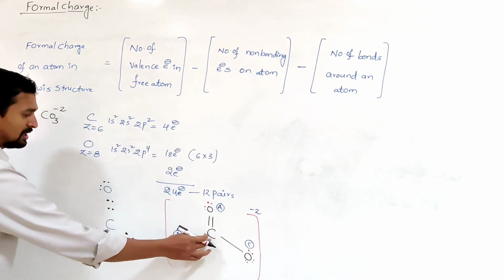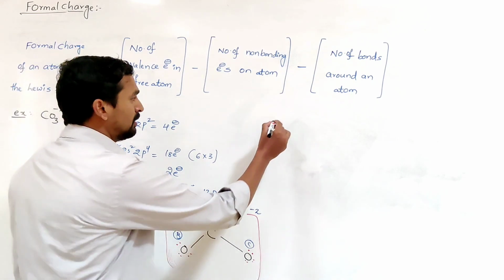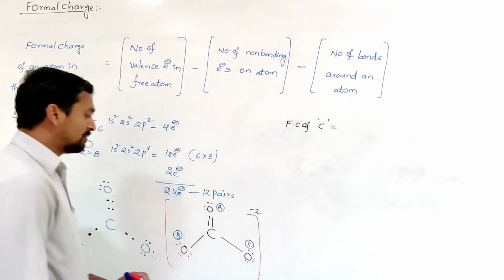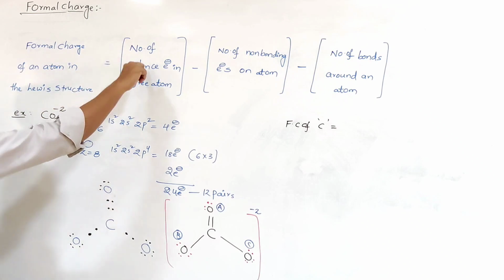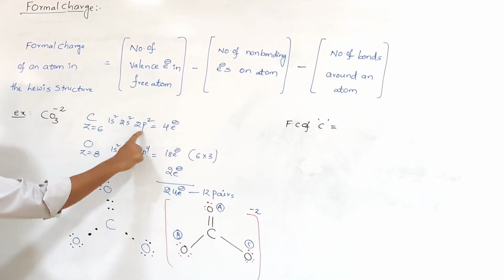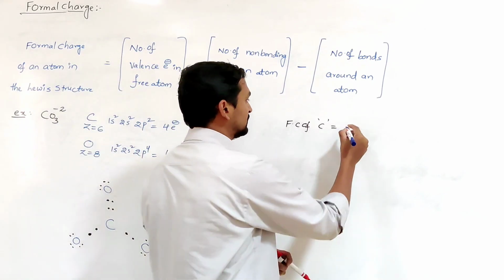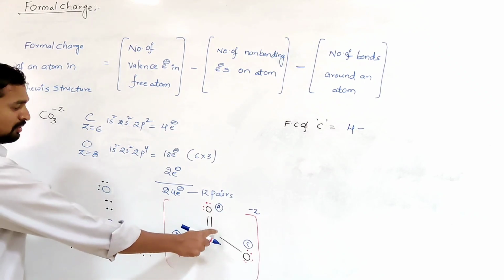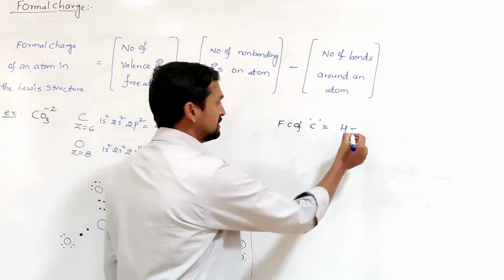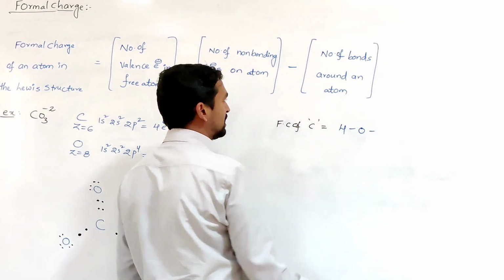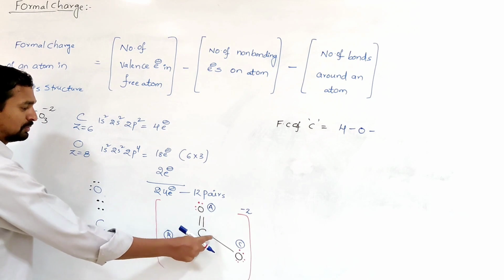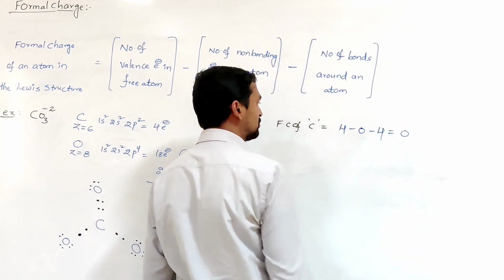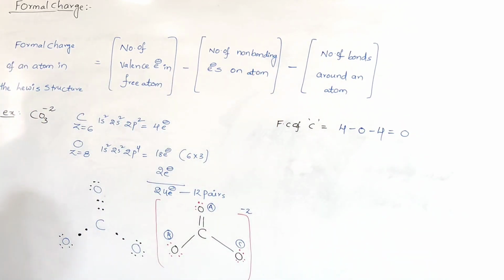First we need to calculate the formal charge of which one? Carbon. So the formal charge of carbon is equal to the number of valency electrons in a free carbon atom. How many valency electrons are there? 4 valency electrons are there. 4 minus the number of non-bonding electrons on the carbon atom. No non-bonding electron is present, that's why it is 0. And the number of bonds around the carbon atom: 1, 2, 3, 4. 4 bonds are there. 4 minus 4, that is equal to 0. That means the formal charge on the carbon is 0.